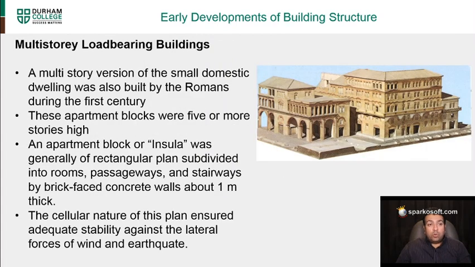The Romans were also the first ones to start multi-story load-bearing buildings. A multi-story version of a small domestic dwelling was also built by the Romans. These apartment blocks were 5 or more stories high. An apartment block, usually known as an insula, was generated of rectangular plans subdivided into rooms. You had passageways, stairways, and brick-faced concrete walls about 1 meter thick. The cellular nature of this plan ensured adequate stability against lateral forces of wind and earthquake.